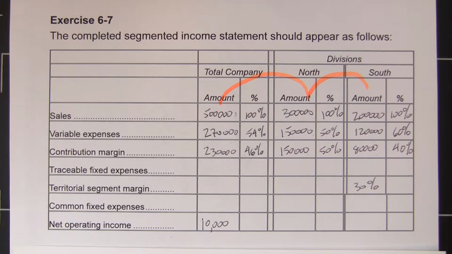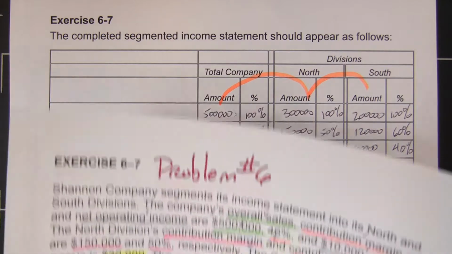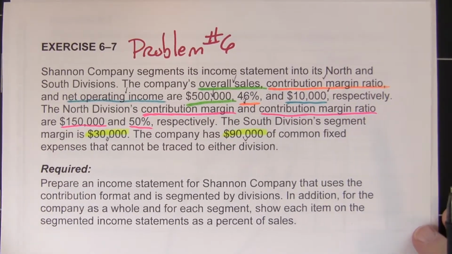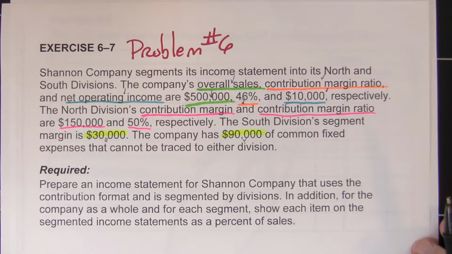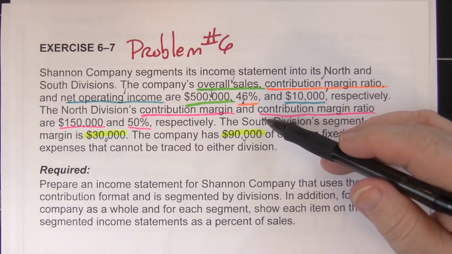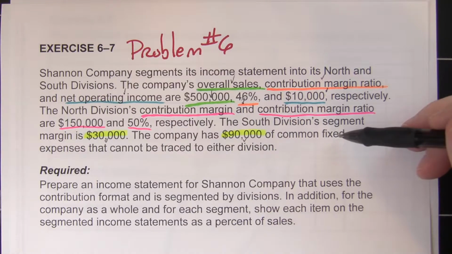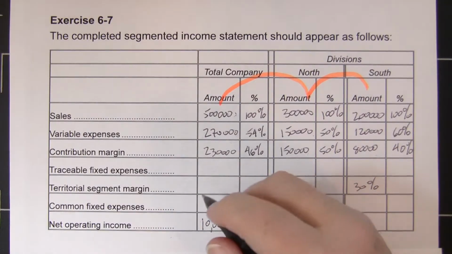Now, we have to do some more figuring here. Do they tell us anything about traceable fixed expenses? Let's see, I don't think they do. The company has 90,000 of common fixed expenses that can't be traced. So common fixed expenses are 90,000.